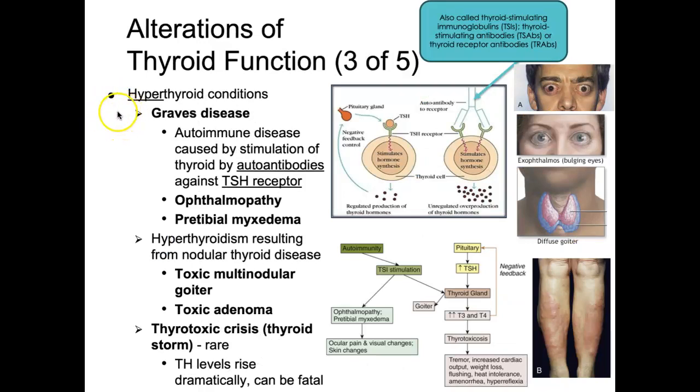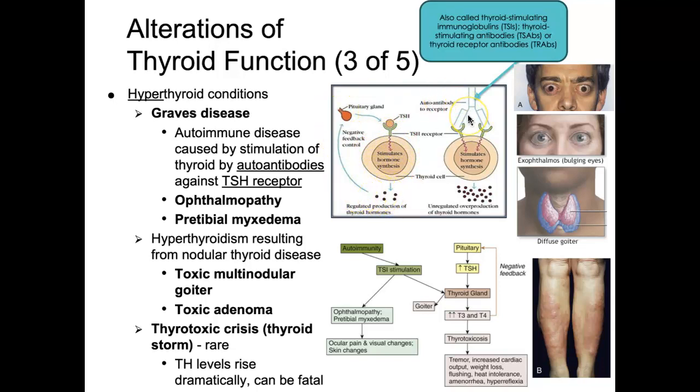So we've got Graves' disease up first, and as we said, it's an autoimmune disease. And here's how our normal functioning thyroid gland is working, right? We get TSH that was released from the pituitary gland, attaches to the receptor. It stimulates the thyroid gland to release the thyroid hormone, and we get that negative feedback loop.